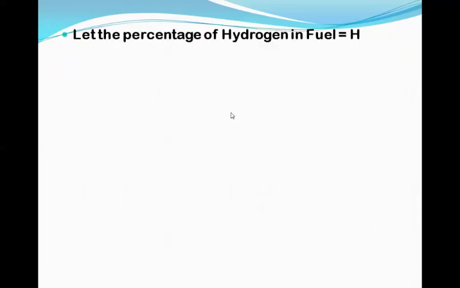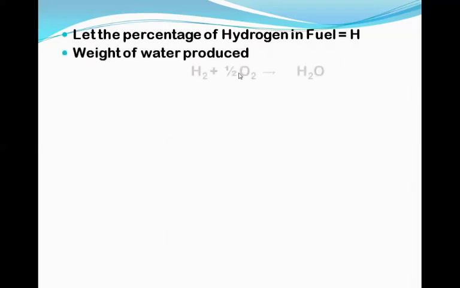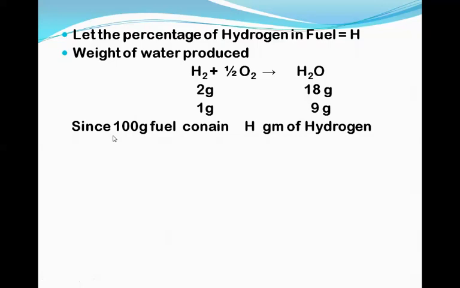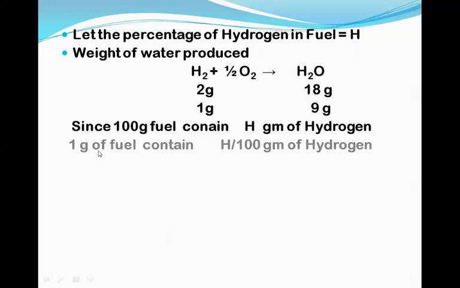Now, the relationship can be derived as follows. Let the percentage of hydrogen in the fuel be H. According to the chemical equation, the water produced is given by H2 plus half O2 gives H2O. On a mass basis, 2 grams of hydrogen gives 18 grams of water. So 1 gram of hydrogen gives 9 grams of water. Since we are taking percentage of hydrogen, 100 grams of fuel will contain H grams of hydrogen, and 1 gram of the fuel will contain H upon 100 grams of hydrogen.